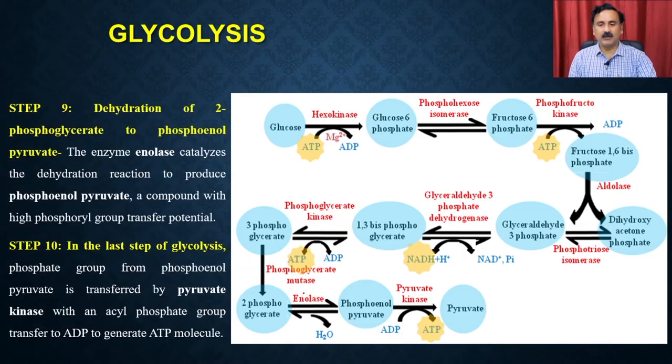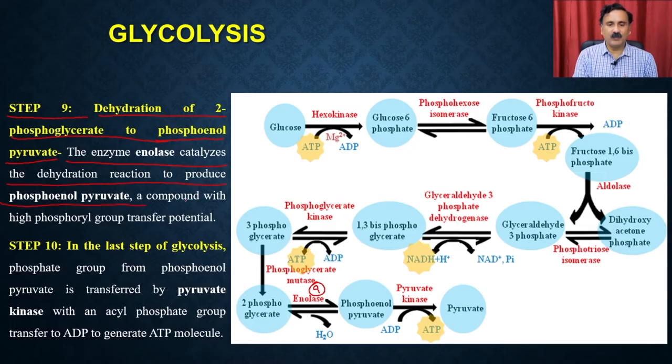In step 9, it is going to be a dehydration reaction. The enzyme enolase catalyzes the dehydration of the 2-phosphoglycerate, and because of that it produces the phosphoenolpyruvate, a compound with a high phosphate transfer potential. So this is going to have the high energy phosphate group, and from the 2-phosphoglycerate, the enolase removes one molecule of water, and that's how it produces the high energy, phosphate-containing molecule called phosphoenolpyruvate.